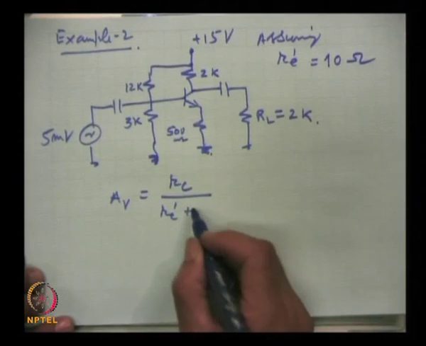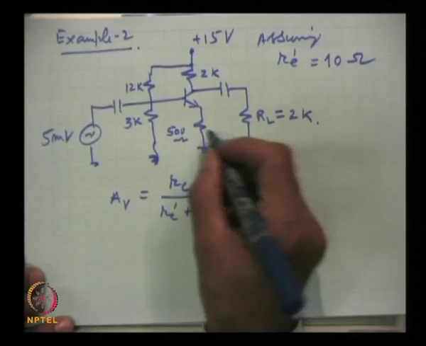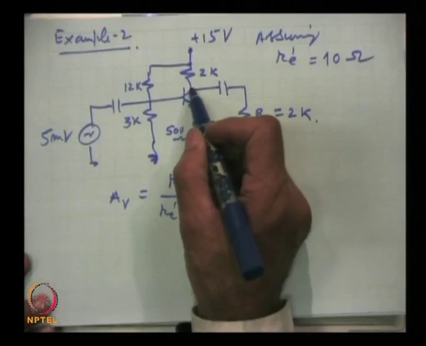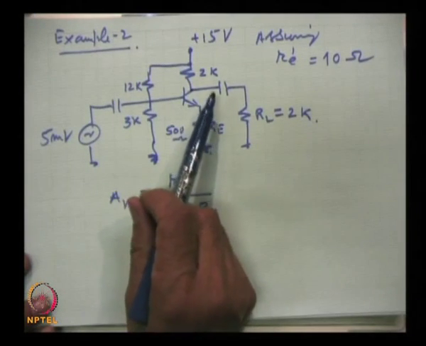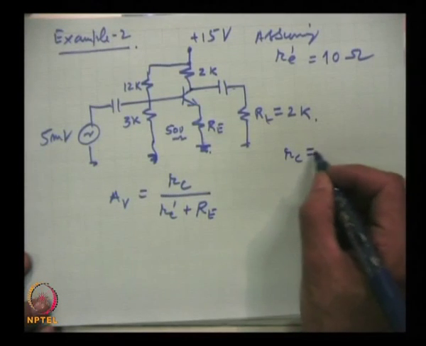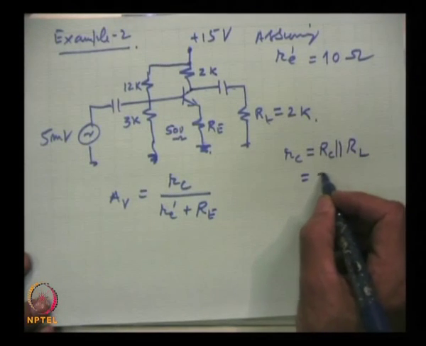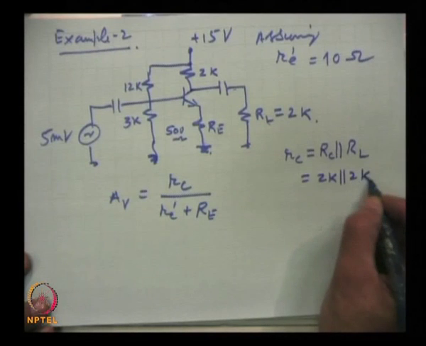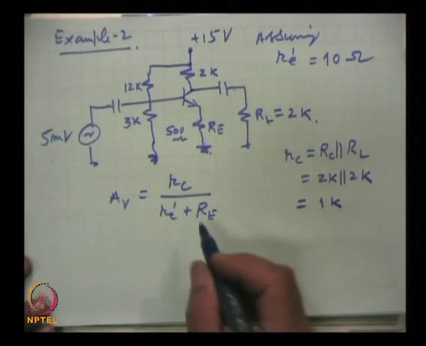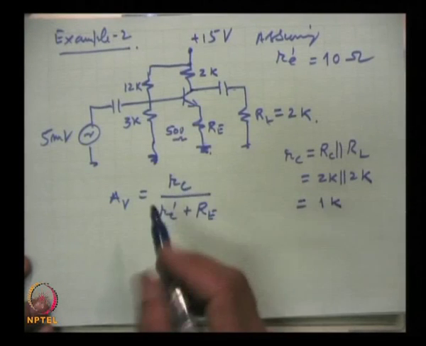Then this is R e. If we substitute here, you remember that the effective AC impedance seen by this collector is, we short this capacitor. So, R c, which is equal to R c in parallel with R L, that means 2 k in parallel with 2 k, and you solve it, it will come out to be 1 kilo ohm. And so, if we are swamping it, the gain is supposed to reduce quite a bit.